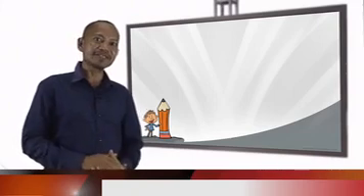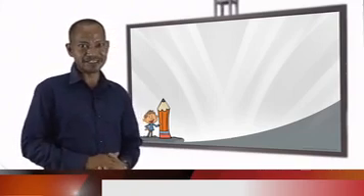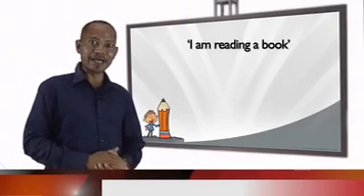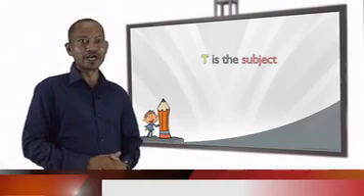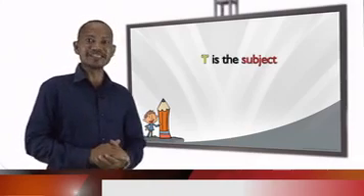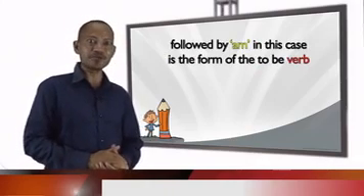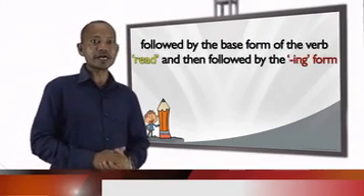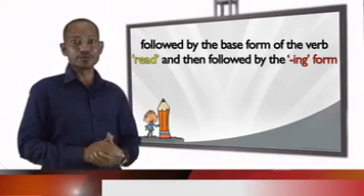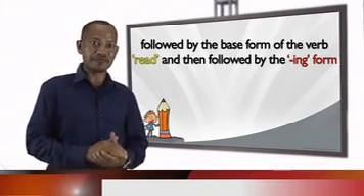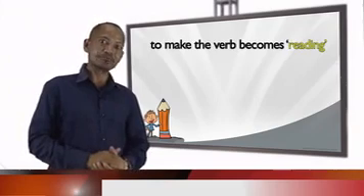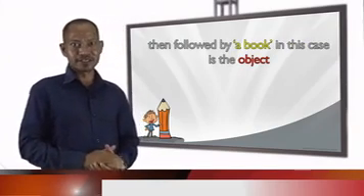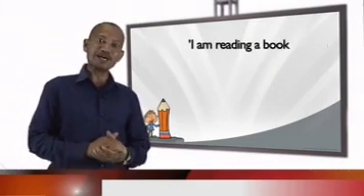Okay, now let's look at the first positive sentence, as suggested by the formula. I am reading a book, where in the sentence I is the subject, followed by am, the form of the to be verb, plus the base form of the verb read, followed by the ing form to make the verb become reading, followed by a book, in this case the object. So, I am reading a book.